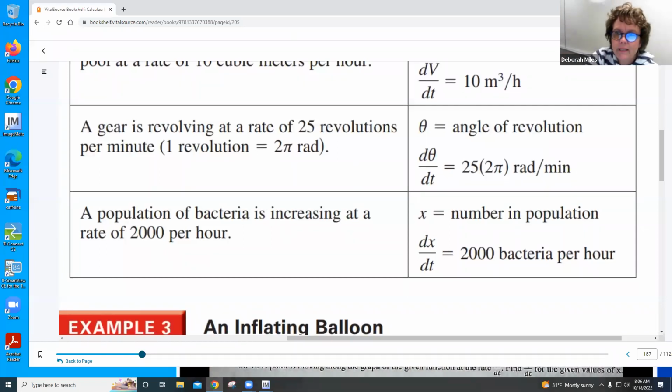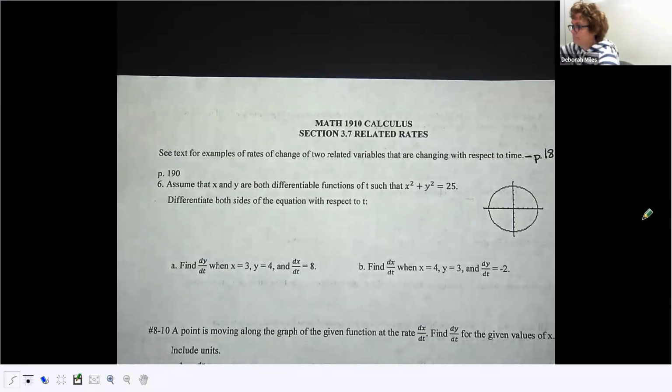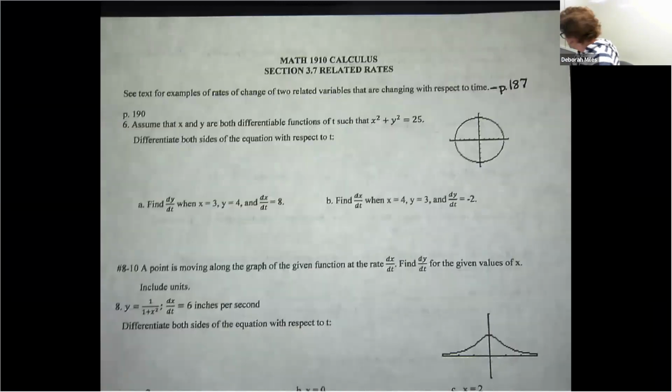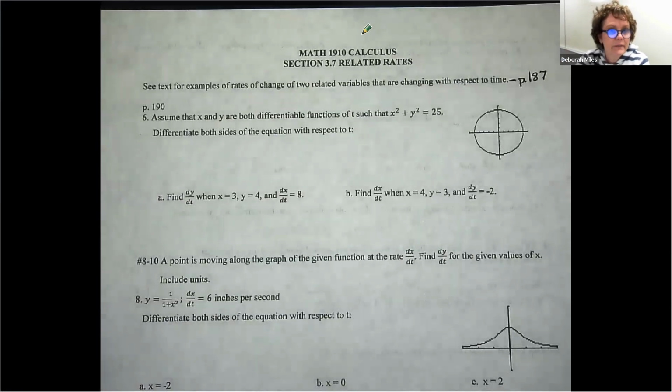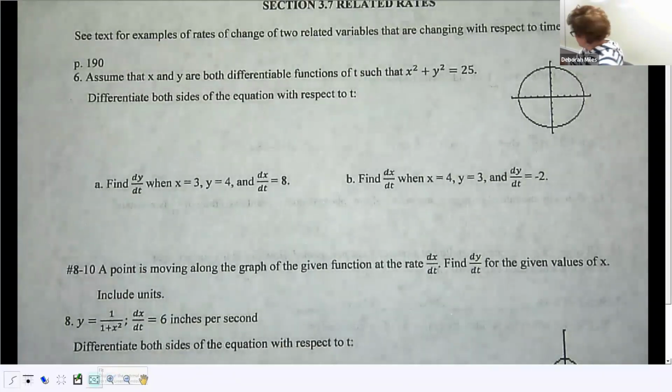Let's see, through with that. Here we go. Get that where you can see it better. All right.